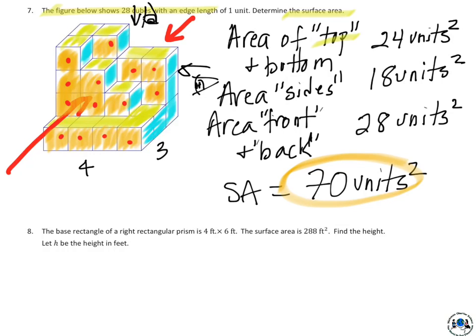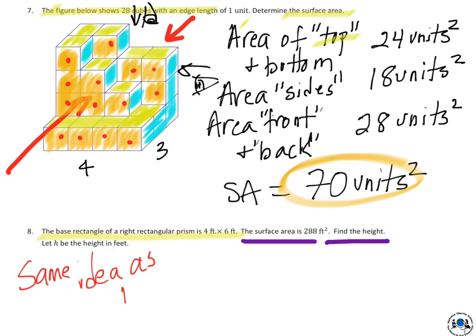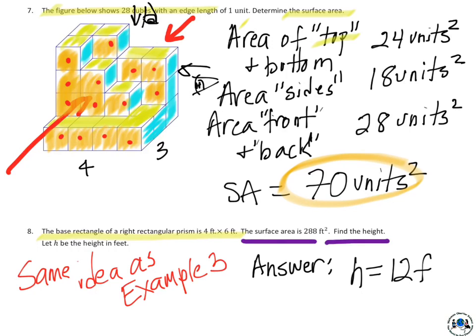Okay, so one more to go here, and actually I think there's a couple more, but anyway, this one: the base rectangle of a right rectangular prism is 4 by 6. The surface area is 288 square feet. Find the height. Boy, that sounds really familiar. Same idea as example 3. If you remember, we had to create an equation to find the height, and I'm just going to go ahead and give you the answer. And the answer to this one, if you go ahead and work it out, is the height equals 12 feet.